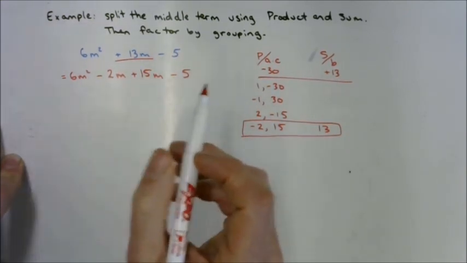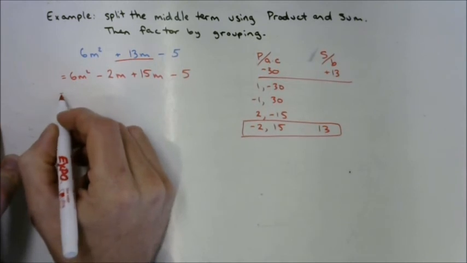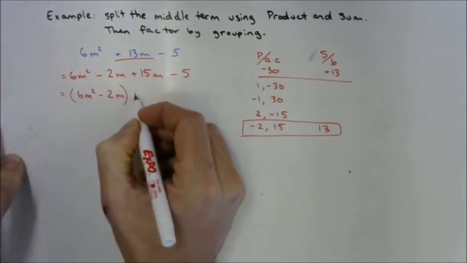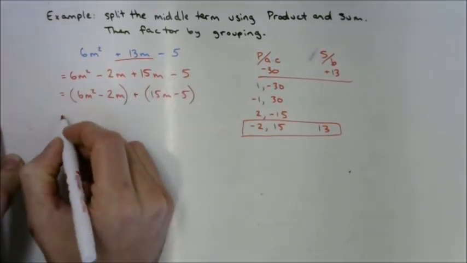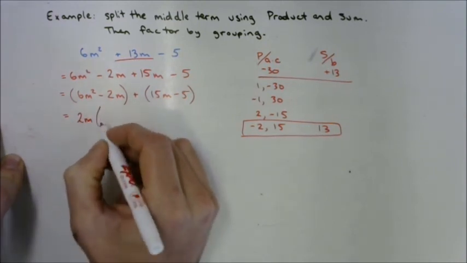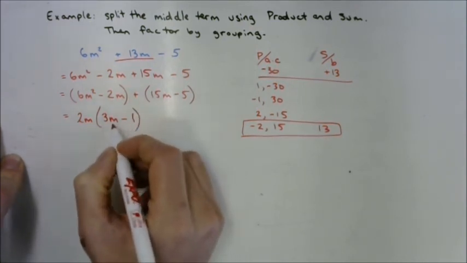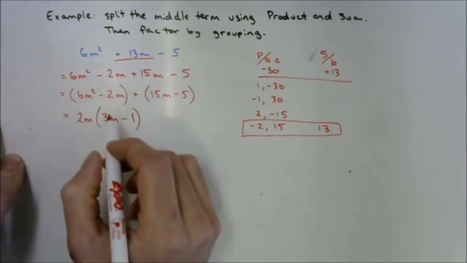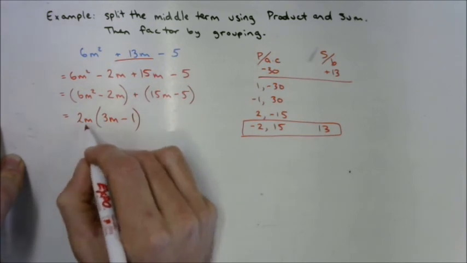And now I am factoring by grouping. So I'm going to go ahead and group these two. I'll just rewrite it. 6m squared minus 2m and 15m minus 5. Look at my first group, factor out the greatest common factor, which is 2m, leaving me with 3m minus 1. Remember, it's what do I have to multiply back to get 6m squared? Well, that's 3m. What do I have to multiply by to get back to -2m? That's -1 times 2m is -2m.